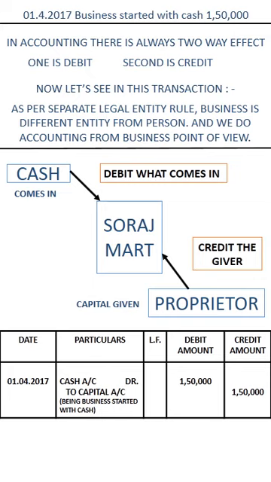Friends, there are three rules of debit and credit. One is debit what comes in, credit what goes out. Debit the receiver, credit the giver. Debit all expenses, credit all income. So by these three rules we will find which party we need to go for debit, and which party we need to go for credit. Okay, so now let's see the next transaction.